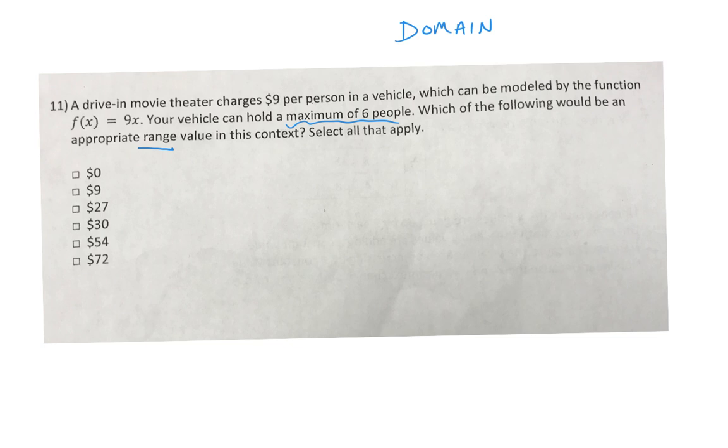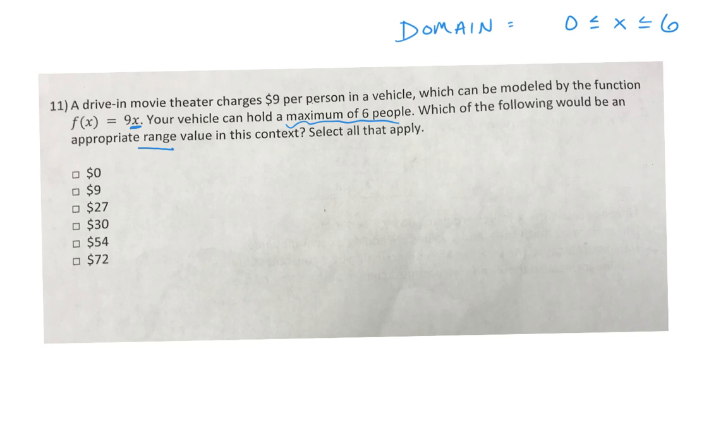I can fit between 0 and 6 people in my car. I did 0 because you're not going to have negative people. That wouldn't make sense. So my domain for this problem would be 0 to 6. Those are the x values I could use.